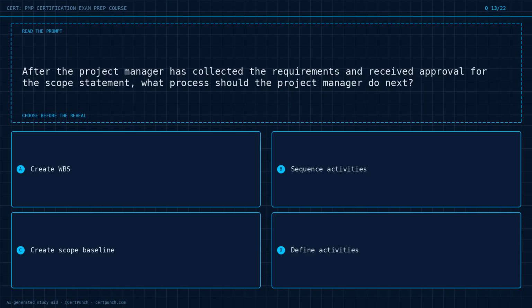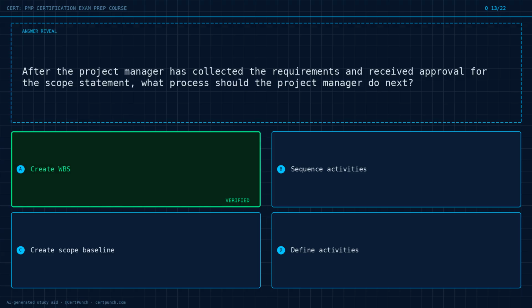Question 13 of 22. After the project manager has collected the requirements and received approval for the scope statement, what process should the project manager do next? Option A, create WBS. Option B, sequence activities. Option C, create scope baseline. Option D, define activities. Choose the best answer before the reveal. Commit to it now.